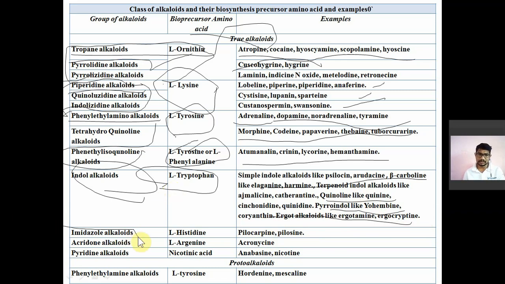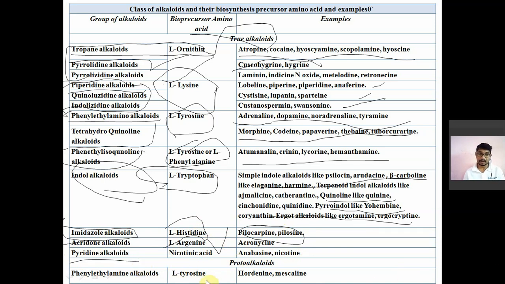Imidazole type of alkaloids are biosynthesized from L-histidine. The histidine amino acid is the bioprecursor for these imidazole type of alkaloids. For example, it is present in pilocarpine, from Pilocarpus jaborandi. This alkaloid pilocarpine is biosynthesized from histidine amino acid. Then the next one is the acridone type of alkaloid. They are biosynthesized from arginine amino acid, like acronycine.